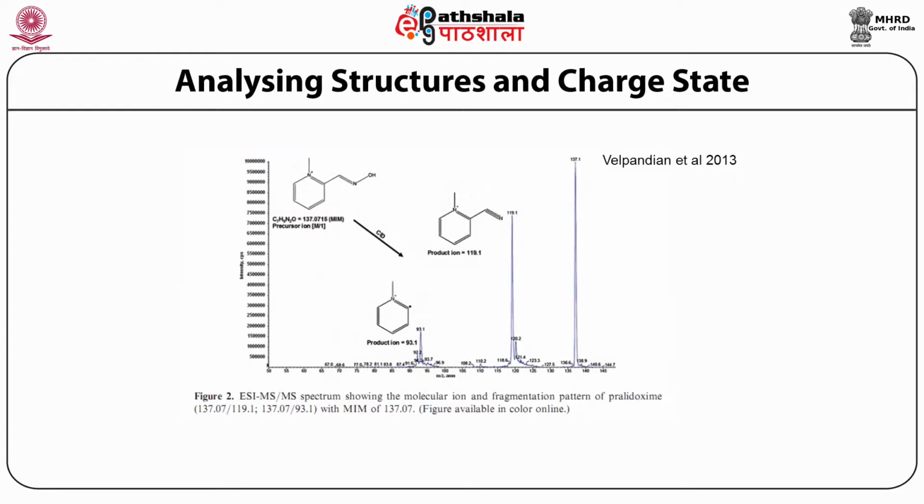Apart from the things I told you earlier, analyzing structures and their charge state is also possible using this instrument. What you see here is the ESI-MS spectrum showing the molecular ion fragmentation pattern of pralidoxime, a drug. It shows that it's getting singly protonated, and from the molecular weight, it's already a quaternary ammonium compound. Therefore, it's already singly charged, so it is not undergoing separate protonation. The molecular weight of this compound is 137, and you see 137 here, as it's getting formed.